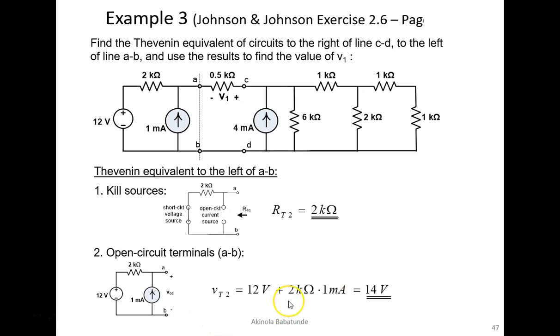So if V Thevenin 2 is 14 volts and our RT2 is 2 kilo ohms, it simply means we have converted this particular left hand side of AB to the Thevenin equivalent. We have the V Thevenin, we have the R Thevenin. We have also converted the right hand side here to Thevenin equivalent as calculated earlier. So let's go ahead and bring everything together.